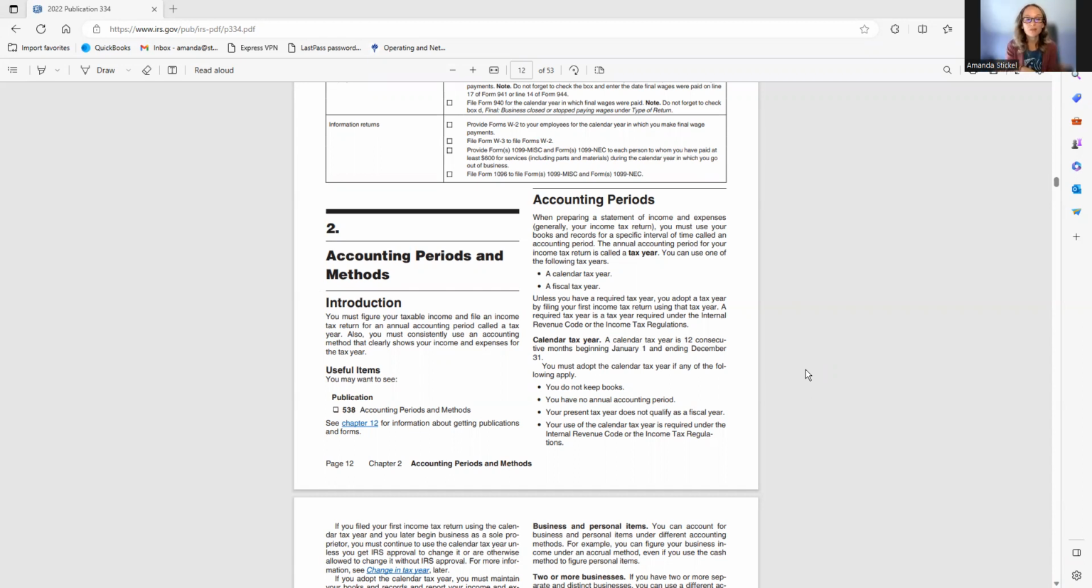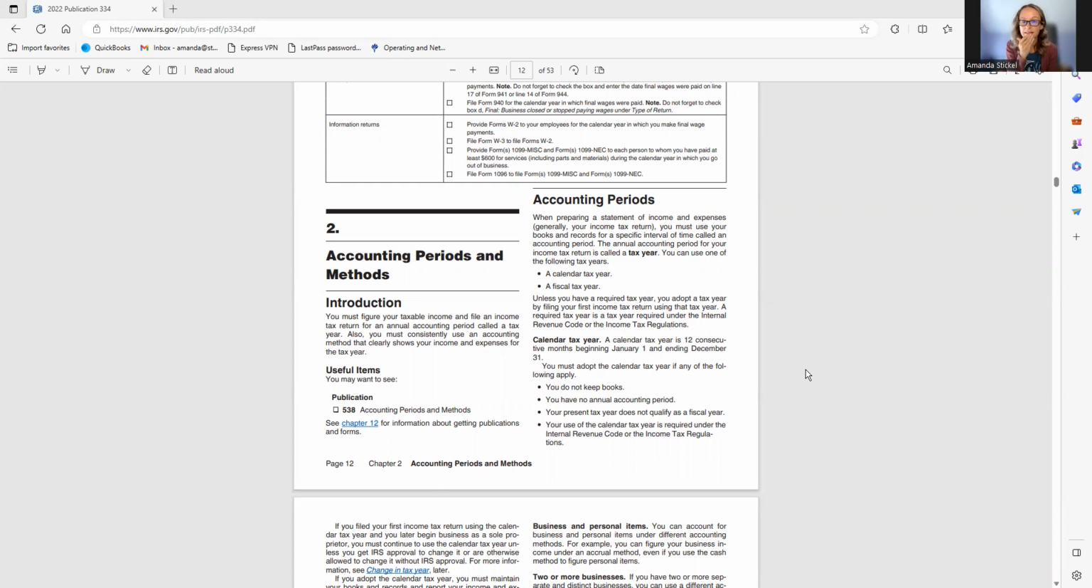So we are on chapter 2 today of Publication 334, accounting periods and methods. Introduction. You must figure your taxable income and file an income tax return for an annual accounting period called a tax year. Also, you must consistently use an accounting method that clearly shows your income and expenses for the tax year. You may want to visit Publication 538, Accounting Periods and Methods, for more information.